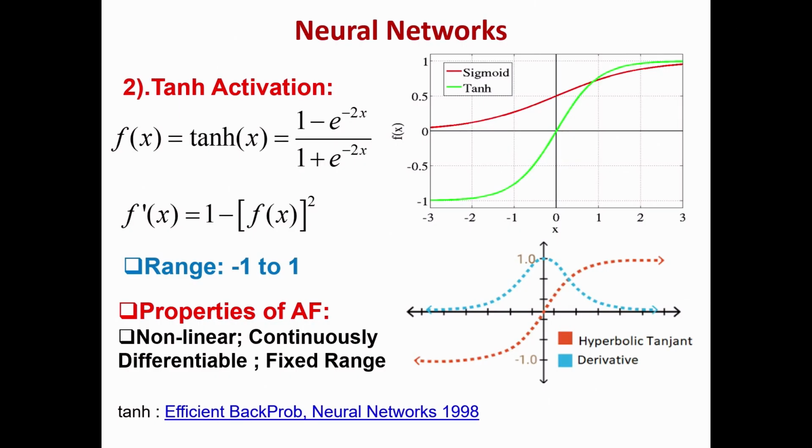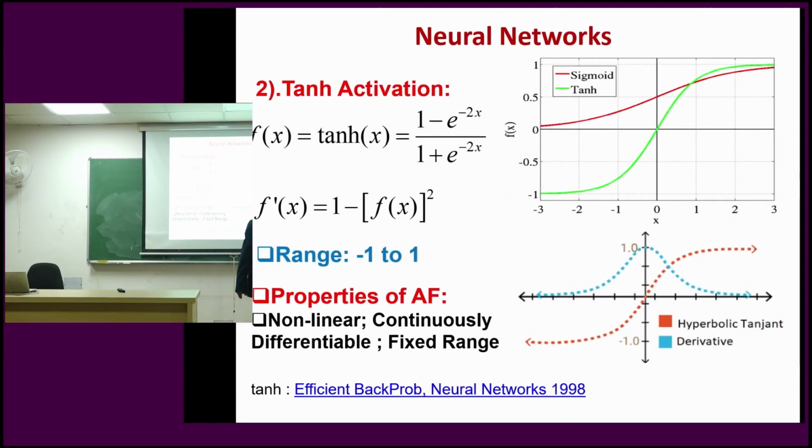From this, what do you do? Always remember e to the power minus 2z, with a plus sign in the denominator, and do the reverse in the numerator. That's all. So you can write the tanh expression very easily without memorizing it. Just remember the sigmoid activation, that's all. And you can also easily compute the derivative, which is f dash z equals 1 minus f(x) whole squared. And the range of this tanh activation is from minus 1 to plus 1.